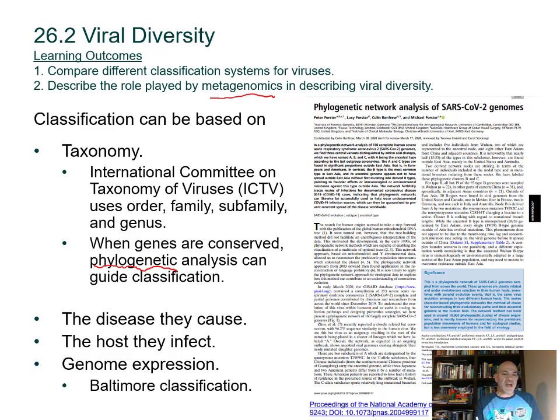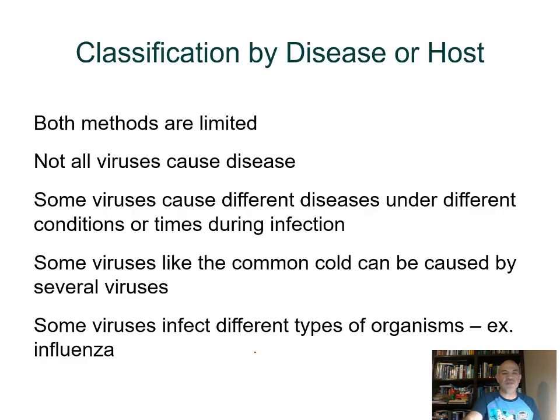Another way we can classify viruses is by the diseases they cause or the hosts they infect. However, these two ways of doing that do present problems, which I'll mention in the next slide. And then the one that seems to work out a bit better is based on the way the genes are expressed, whether they're a DNA virus or RNA virus, mentioned in the earlier section. And this scheme for classifying is called the Baltimore classification system.